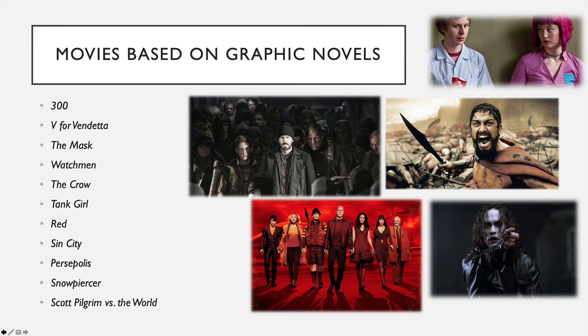And just as a side note, there are a ton of movies that have been made that are based on graphic novels. Maybe you've seen some of these: 300, V for Vendetta, Tank Girl, Red. Persepolis, the book we're about to read, has been made into a movie. Snowpiercer, so the original movie, and then eventually the TV series, or even Scott Pilgrim versus the World. So graphic novels have that great bridging the gap effect between the written word and film already that many filmmakers have just taken to the next level and just made the film.